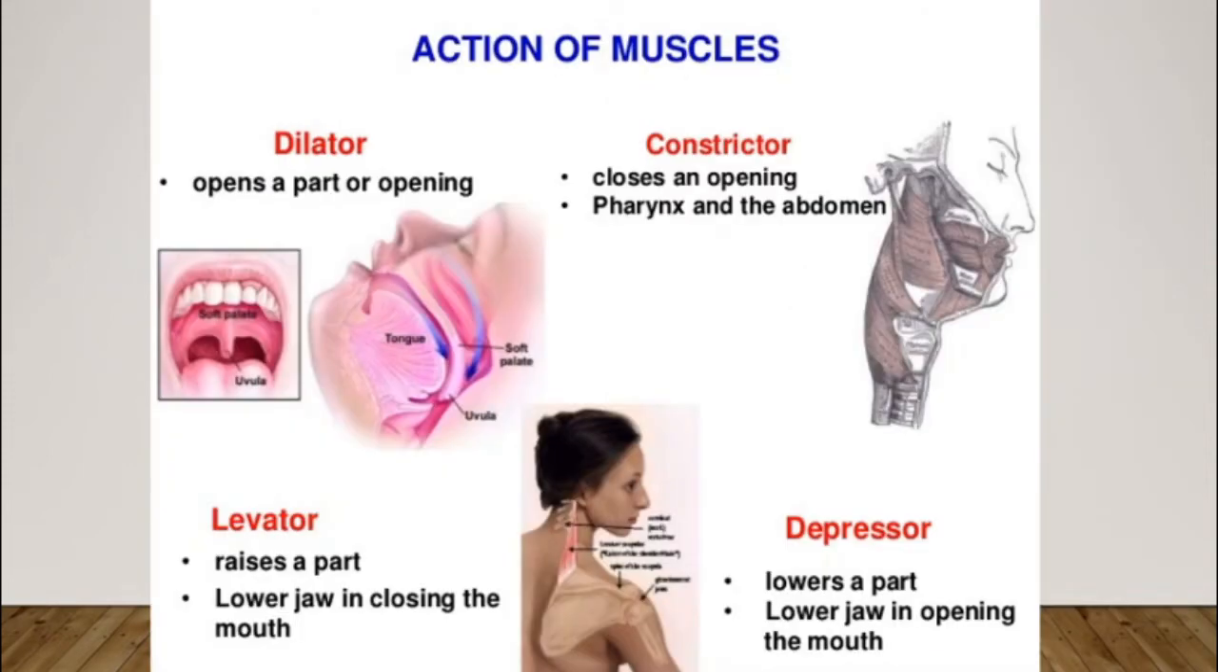Other actions of muscles: the dilator opens a part or opening, like the mouth. The constrictor closes an opening, like the pharynx and the abdomen. Levator muscles raise a part, like in closing the mouth. A depressor lowers a part, like the lower jaw. When you open and drop your lower mandible, that is the depressor. If you want to close your mouth, that is the levator.